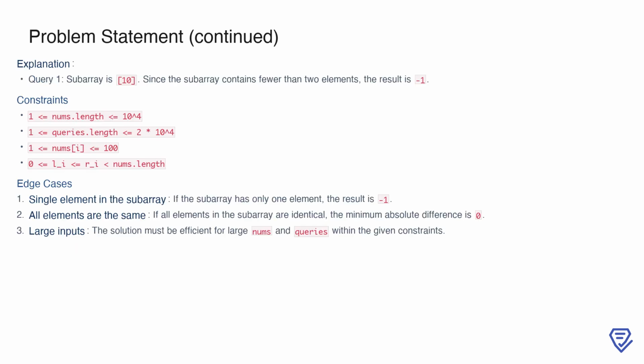Finally, let's look at a case where there is only one element in the subarray. If nums is [10], and the query specifies the range [0, 0], the subarray is [10]. Since there is only one element, there are no pairs to calculate absolute differences, so the result for this query is -1. The constraints of the problem ensure that the solution must handle edge cases like this gracefully.